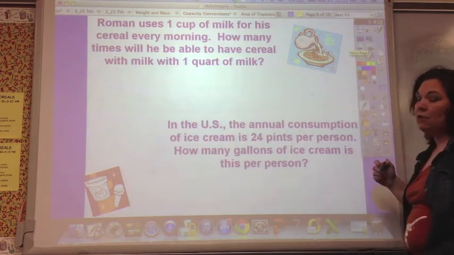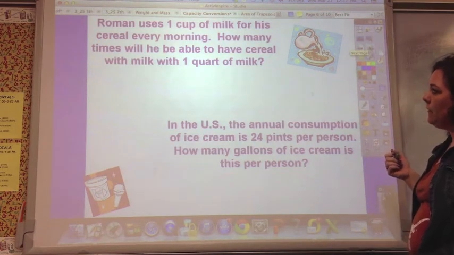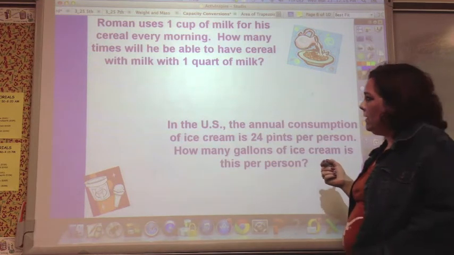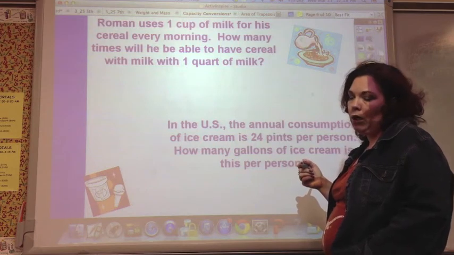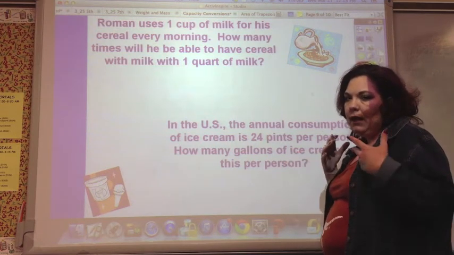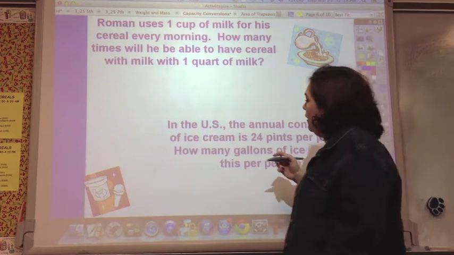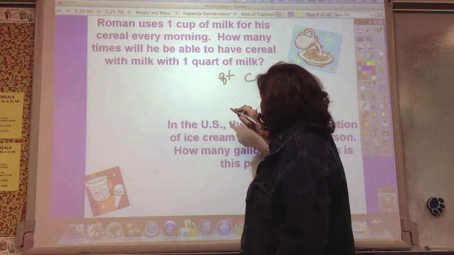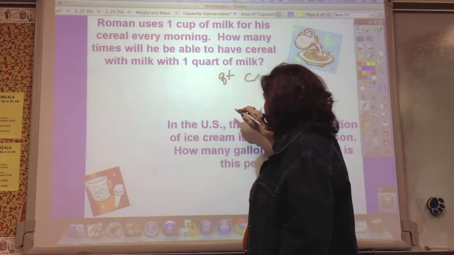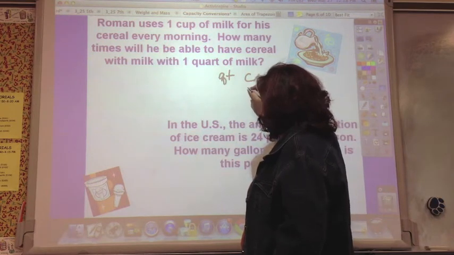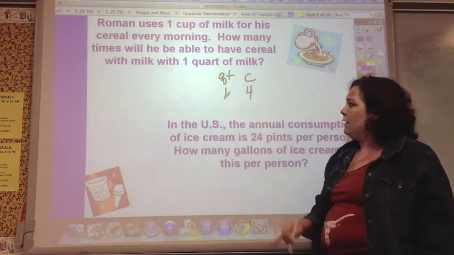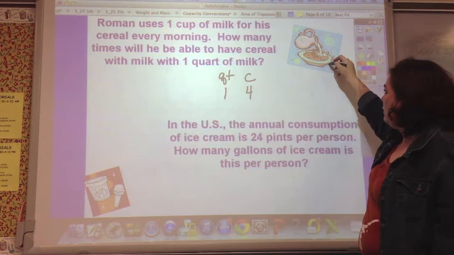Roman uses, and you're going to see these in word problems, Roman uses 1 cup of milk for his cereal every morning. How many times will he be able to have cereal with milk, with 1 quart of milk? So basically it's asking how many cups are in a quart. So if you look at your gallon house, how many cups are in a quart? If I were to do the conversions, I would say there are 4 cups in every quart. So 4 cups in every quart, so that tells me 4 cups of milk.